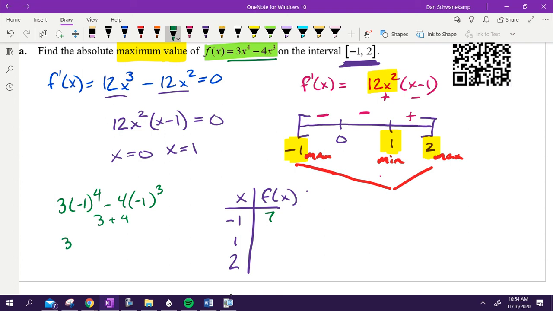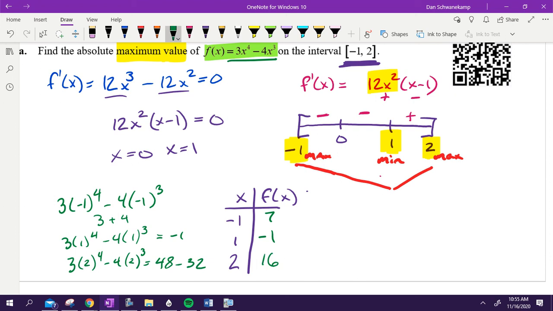Then I'm going to plug in 1. That's 3 minus 4. It's negative 1. Plug in 2. 2 to the 4th is 16 times 3 is 48. 2 cubed is 8. 48 minus 32. I get 16.